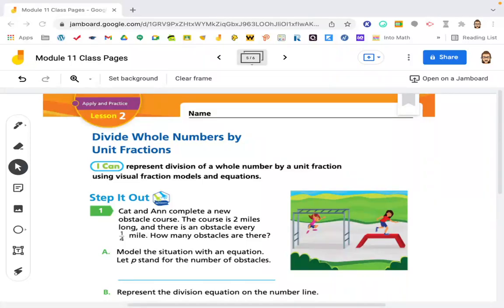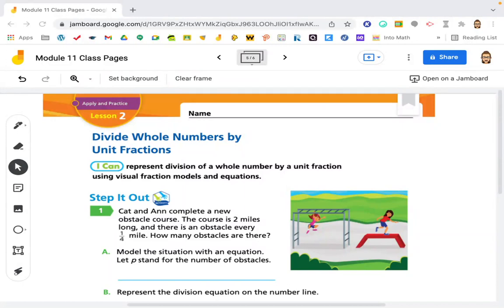Hello, my mathematicians. Today we are looking at Lesson 2 of Module 11, which is all about dividing whole numbers by unit fractions. Hopefully by the end of this lesson, you'll be able to represent division of a whole number by a unit fraction using visual fraction models and equations.